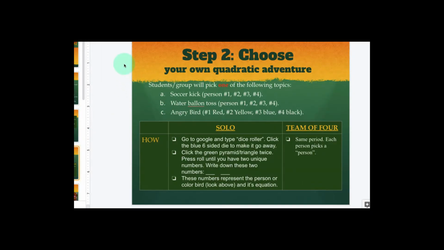Step number 2, choose your own quadratic adventure. Students or the group will pick one of the following topics. We have soccer, water balloon toss, or Angry Birds. And you can click on each of these and they will give you PDF details of the math problem.